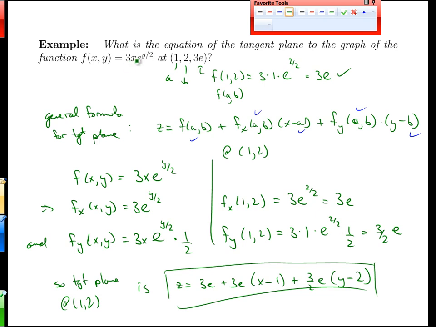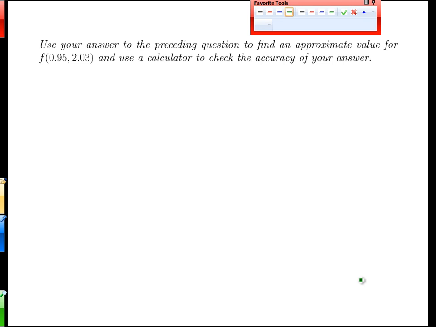Not quite sure what this would look like at first glance, but we can certainly go through a mechanical process and get the formula for the tangent plane. Now, one of the things we can do with that tangent plane is use it to approximate values nearby. So notice we're asked to approximate f of 0.95, which is close to 1, and 2.03 for y, which is close to 2. Well, handily enough, that approximation we just built should do a fairly good job on that.